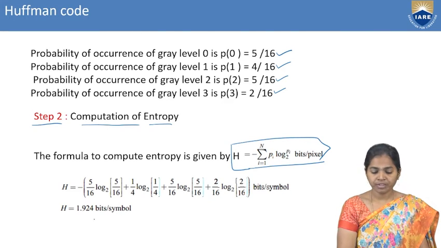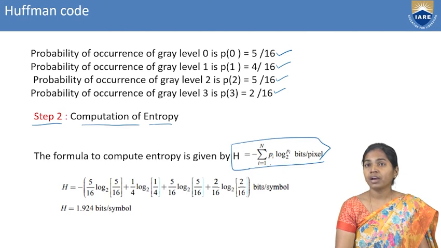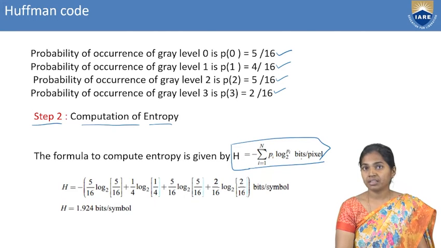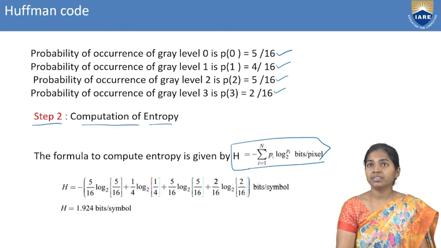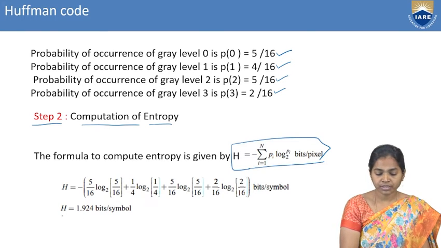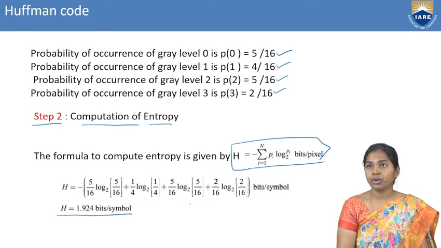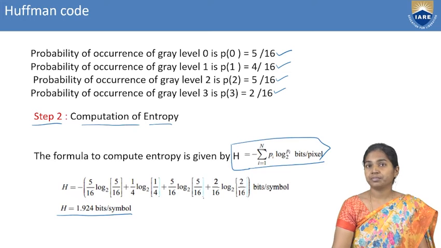So here we are calculating entropy, H equals minus the sum from i equals 1 to N of Pi log 2 Pi bits per pixel. So here we are representing with 4 by 16, meaning 1 by 4 log 2 of 1 by 4, plus 5 by 16 log 2 of 5 by 16, plus 2 by 16 log 2 of 2 by 16 bits per symbol. So the entropy for this given problem is 1.924 bits per symbol.